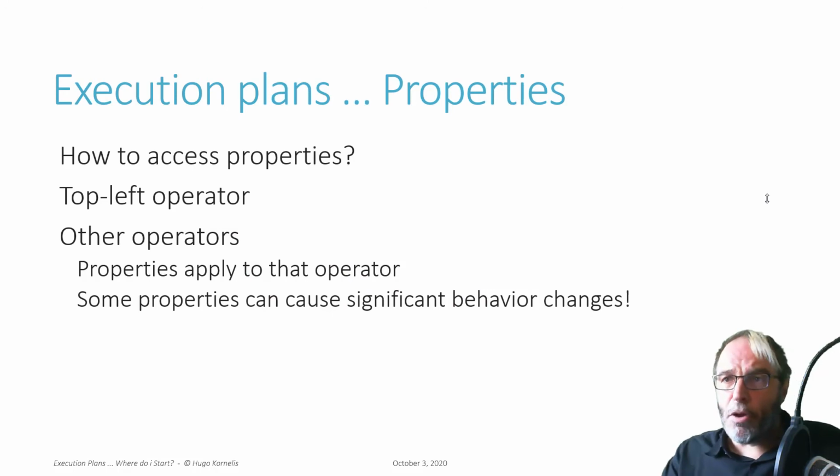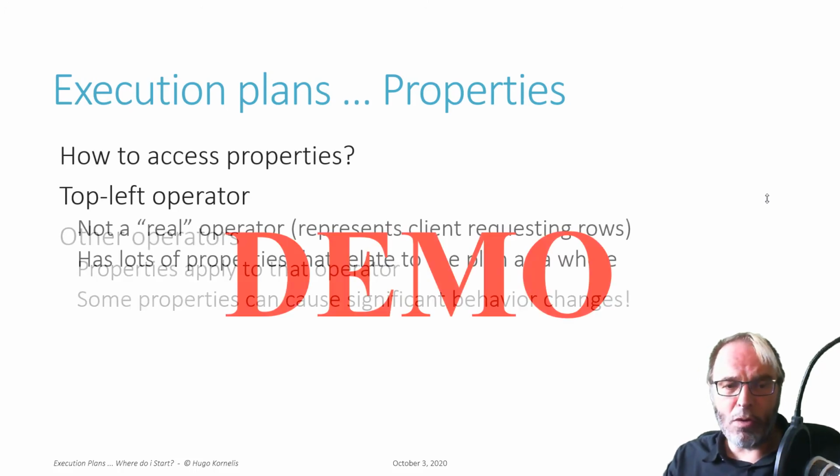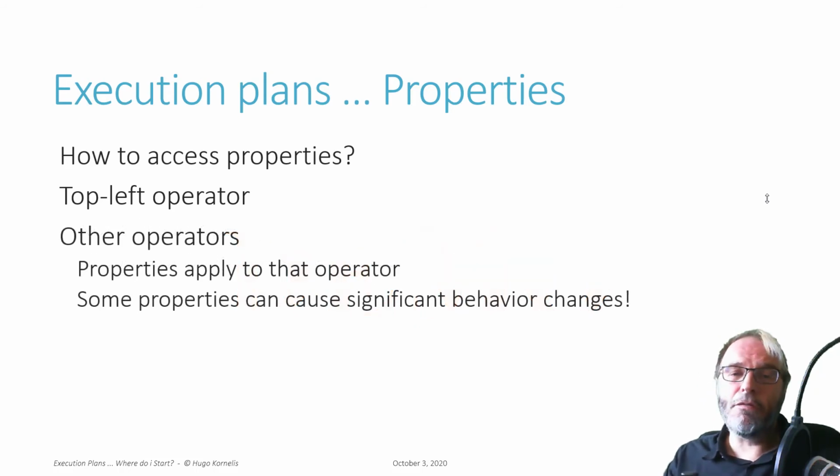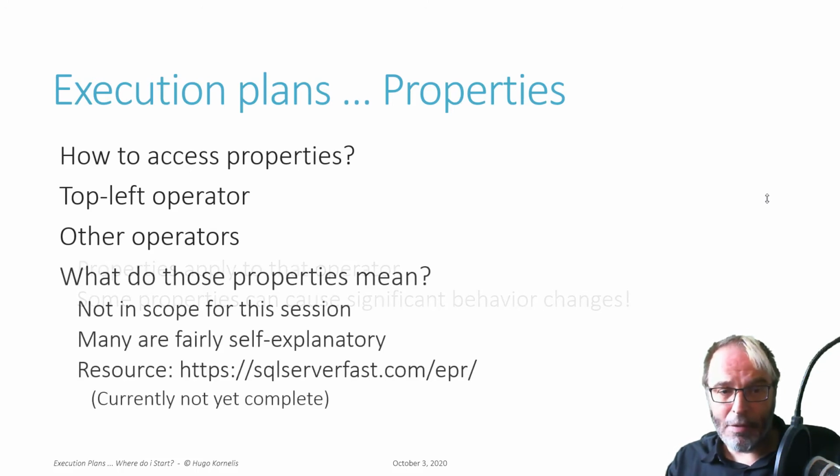So I just touched upon the properties of the plan as a whole. There's a lot of information there. It's very valuable, and you should always look at the properties on that top left operator. For other operators, you will find that if you look at the properties, it's data about that specific operator. Some of them determine how the operator behaves. They can influence how it behaves. Some of them give runtime information. Some of them give yet other information. It's extremely useful, and you really need to look into that to understand execution plans and to understand what happened.